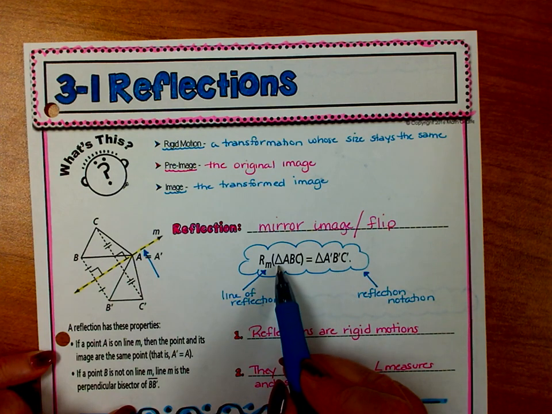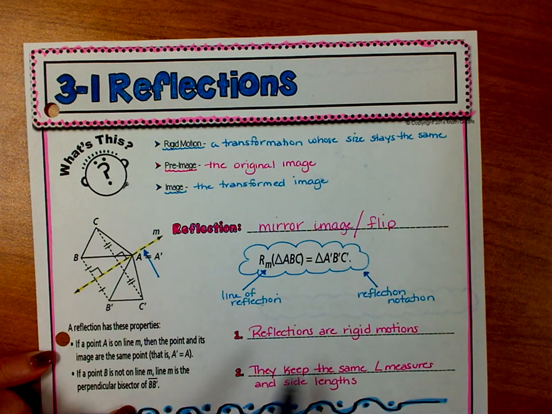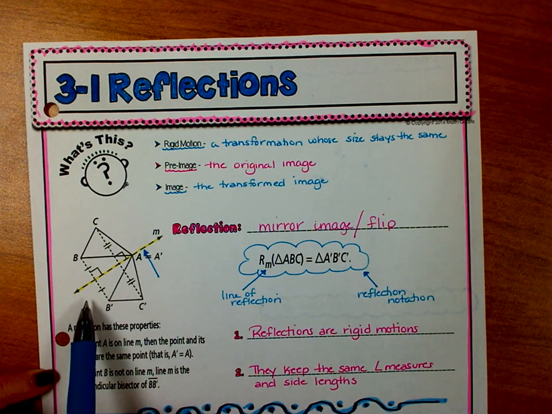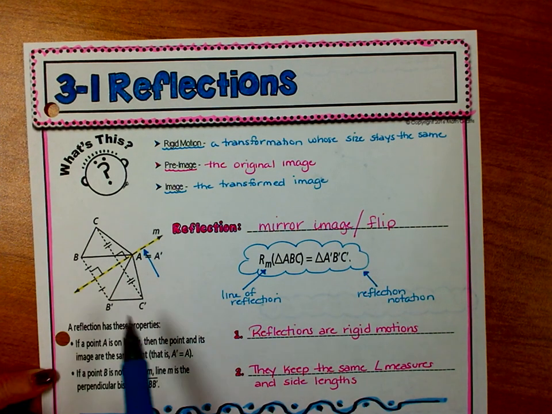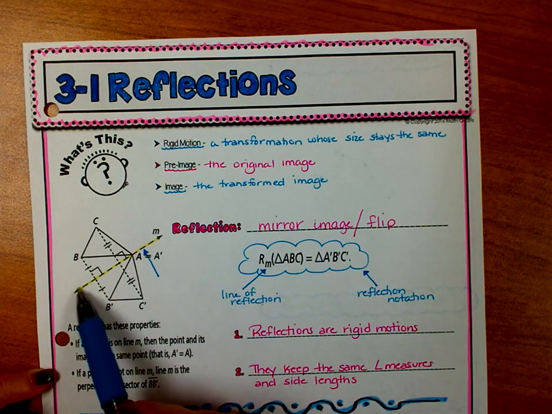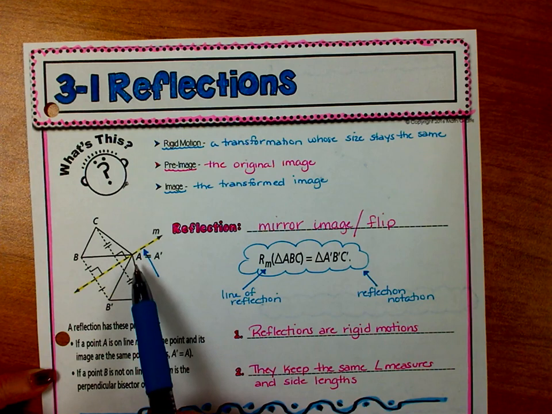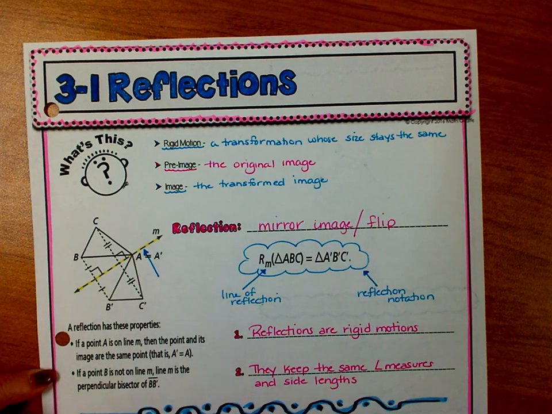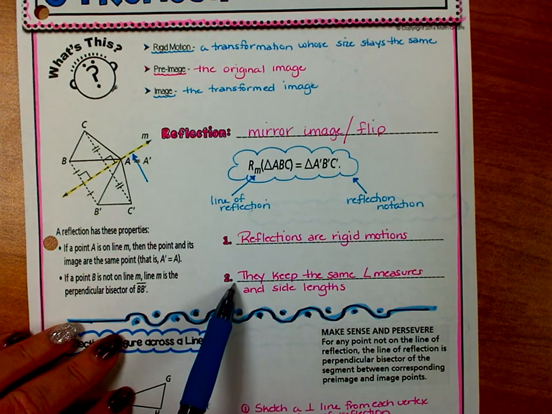So this is triangle ABC. This is triangle A prime, B prime, C prime. And you can see that over here in the actual image. This is triangle ABC, and then it was reflected over line M, which in our notation is our line of reflection, and we ended up with triangle A prime, B prime, and C prime. Two things that you want to remember: reflections are rigid motions. They keep the same angle measures and the same side lengths. That's going to be important later on.